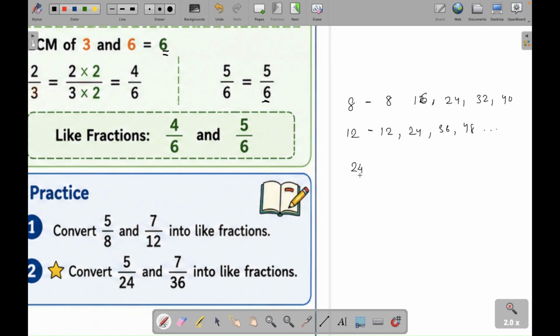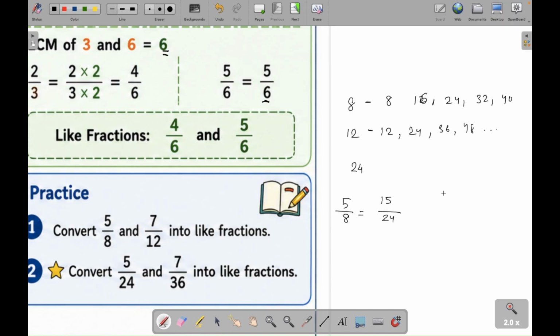Now what I'll do, I'll try to make both their denominators 24. So 5 by 8 is equal to, because I know the denominator is 24, I just have to find the numerator. So what number should I multiply 8 with so that I get 24? It is 3. So I'll multiply 5 with 3 as well. So 5 3s are 15. We'll get 15 by 24. So 5 by 8 is equal to 15 by 24.